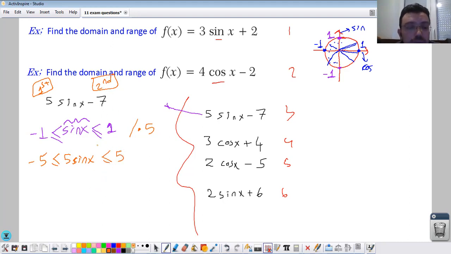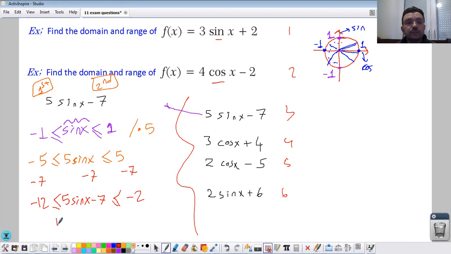Then the additional part, which now requires inserting -7 into every part. You insert -7 to every part. So -5 minus 7 makes -12. And in the middle part, you will have 5 times sine x, and you should insert -7. And then 5 minus 7 makes -2. So the domain of this function is starting from -12. The range of this function.